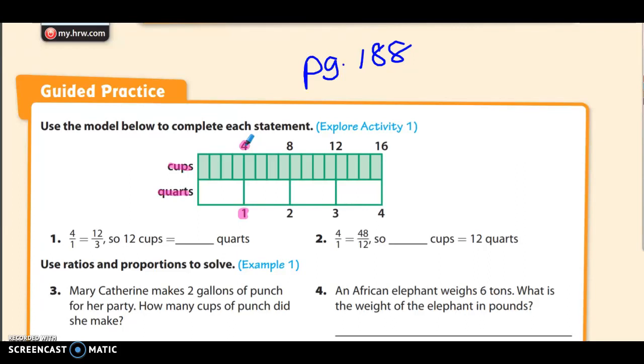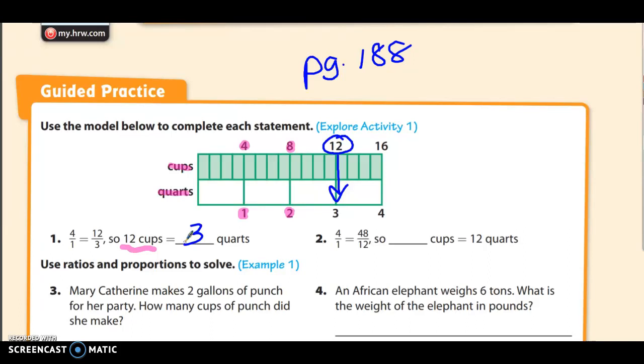There are 4 cups in 1 quart, so 1 quart is 4 cups, 2 quarts is 8 cups, and so on. Then the question reads, 4 over 1 equals 3 over 12, so 12 cups equals, well, what I do is I just go find 12 cups. And 12 cups is right here. And it says equals, so I'm just going to go right here and look, and that's a 3. It's 3 quarts.